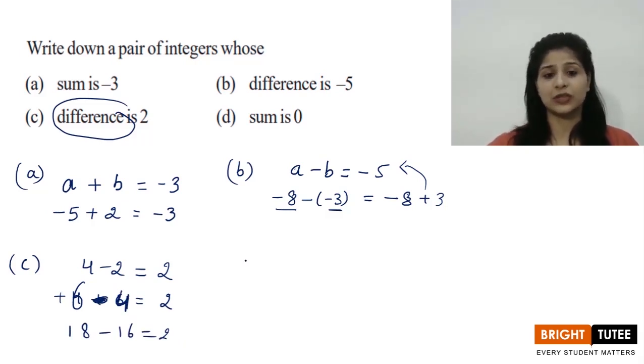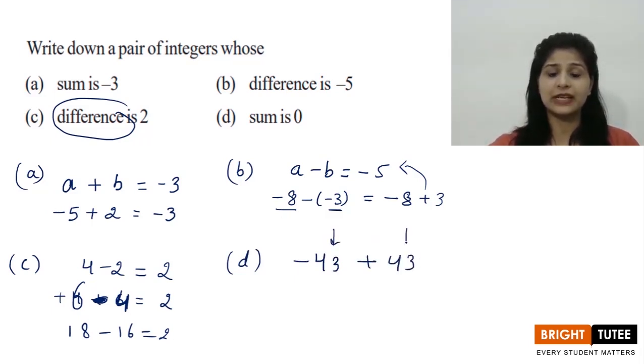Now the sum is 0. Think about the two integers, their sum should be 0. We can write minus 43 plus 43. These are two separate integers and we are getting addition as 0.